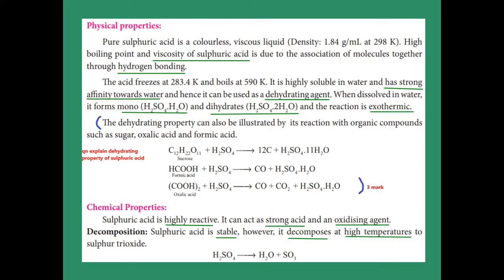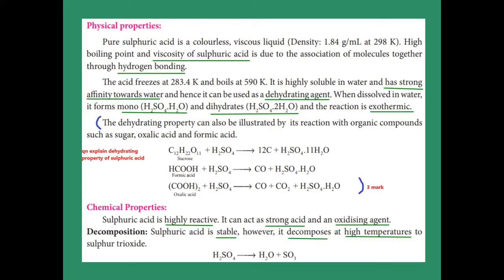When it is dissolved in water, sulfuric acid gives two addition compounds. First one, sulfuric acid containing 1 mole of water, that is called monohydrate. In the second one, sulfuric acid contains 2 moles of water, that is called dihydrate. And this reaction is an exothermic reaction. It gives off a large amount of heat. The next one, dehydrating property. It is an important question, girls.